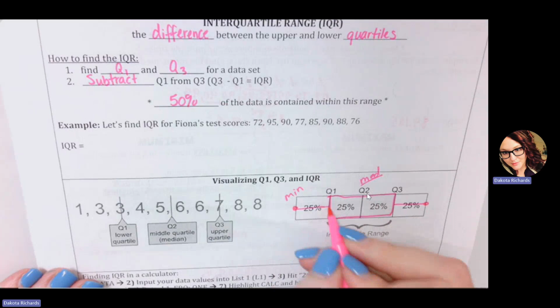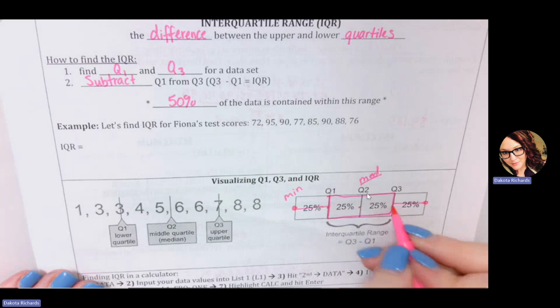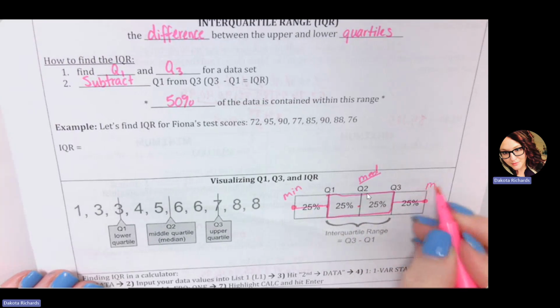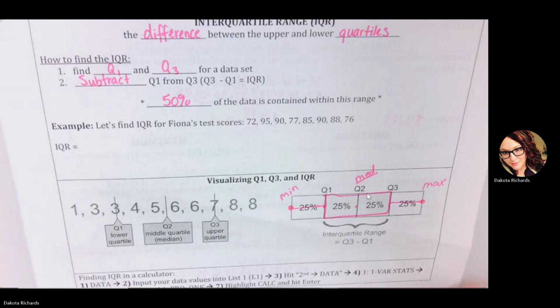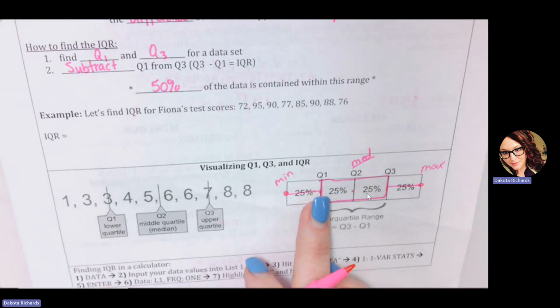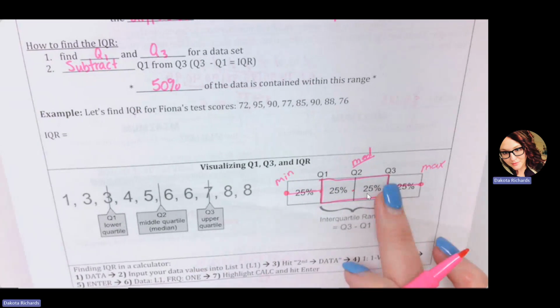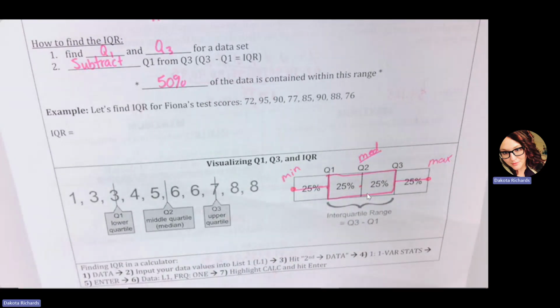So the minimum to Q1 is 25%, Q1 to the median is 25%, the median to Q3 is 25%, and from Q3 to the max, that's also 25%. So if you had a question like, the values from the minimum to Q1 represent what percentage of the data, that would be 25%. Or if you measure from the minimum to Q3, that represents 75% of the data, okay?